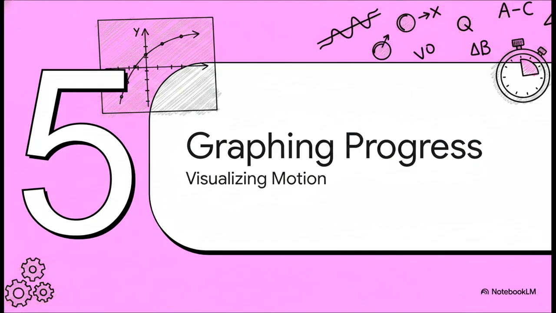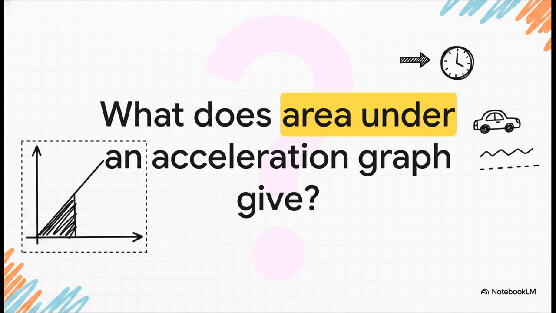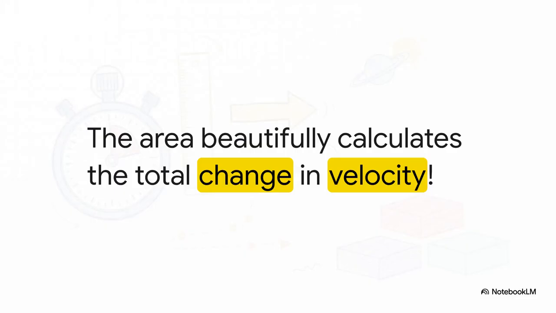Finally, Section 5, Graphing our progress, visualizing motion. Let's do another quick pop quiz from the source material to see if you can translate the math into a visual chart. Imagine a graph mapping uniform acceleration over time. If you shade in the block of space directly underneath that plotted line, what physical quantity does that shaded area actually represent? Yup, it's the change in velocity. The area under that graph perfectly calculates the total change in velocity. Since the vertical axis is acceleration and the horizontal axis is time, visually multiplying them together by finding the area brings us right back to velocity.